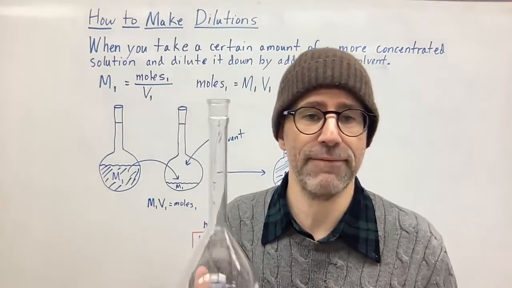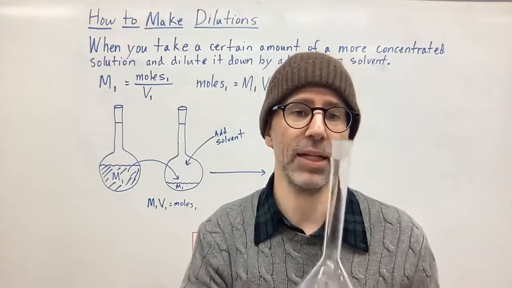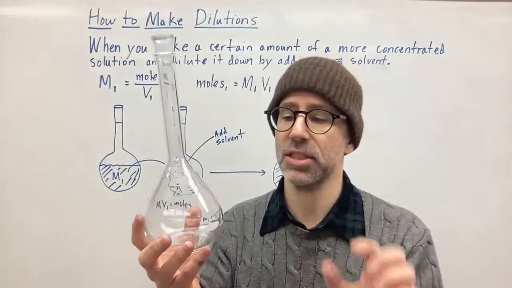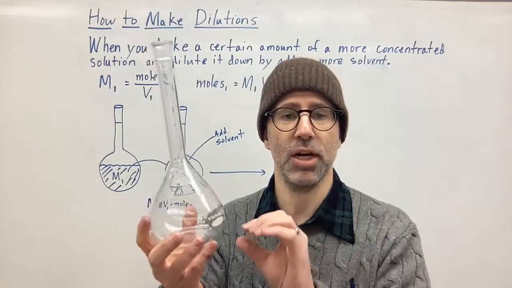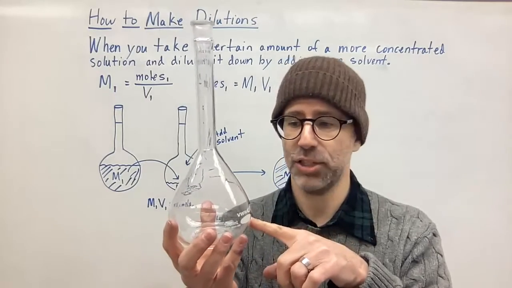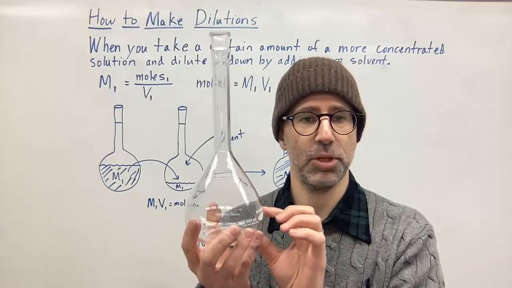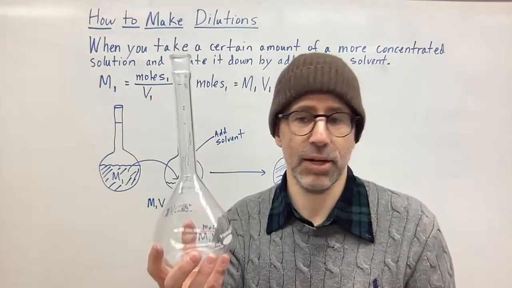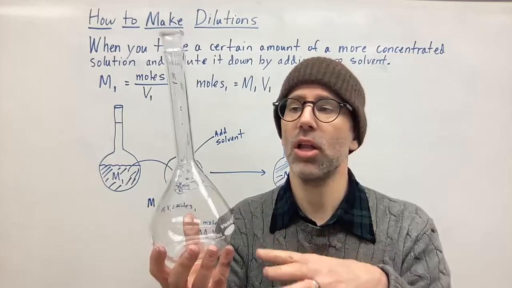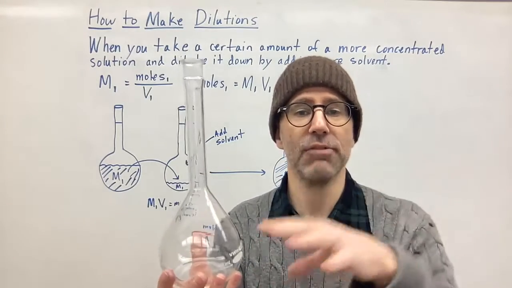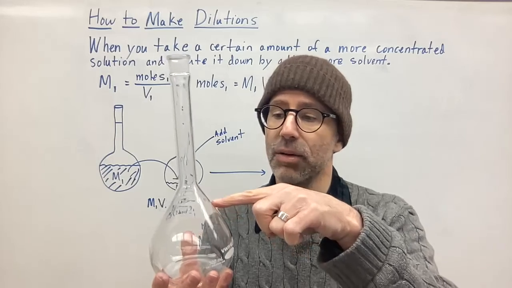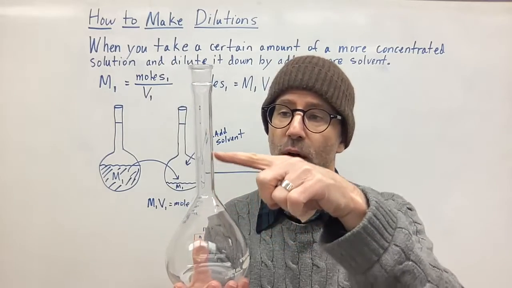So let's say I want to make 500 milliliters of a more dilute solution. Well, what I'm going to do is take a measured amount of the stock solution, the one that's at a higher concentration, and put it into my 500 milliliter flask. And that's something I need to calculate out. Once I put it into the flask, all I'm going to do is add enough solvent, usually water, so that the volume will go up to the line.